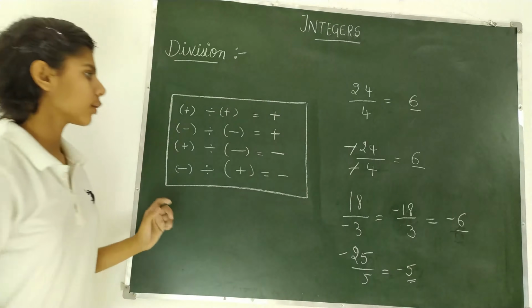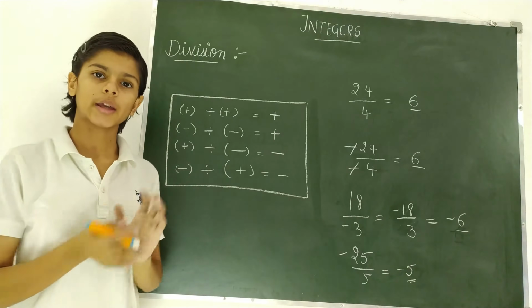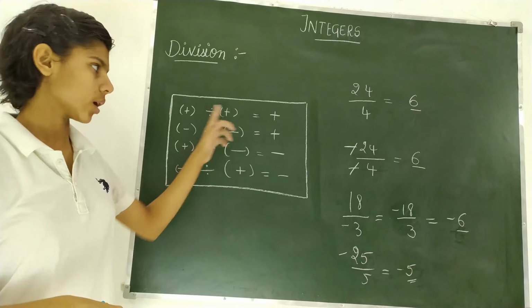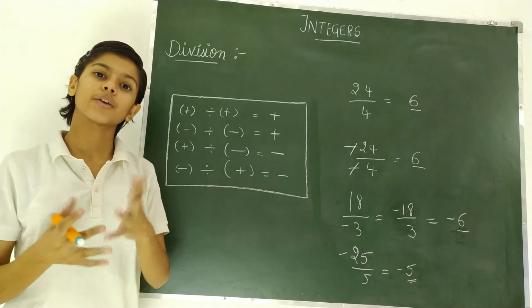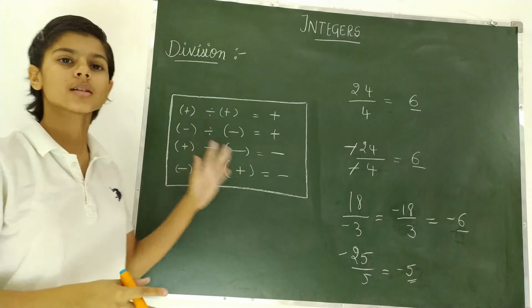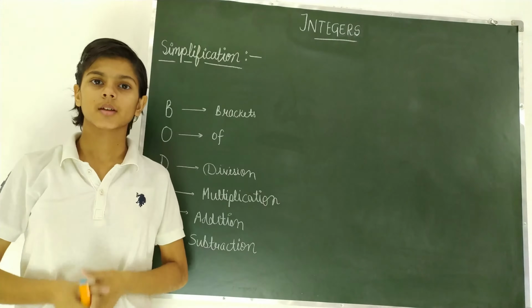So this shows that if we are dividing or multiplying any two integers with the same sign, then the answer comes positive. And if the signs of the integers are different, then the answer is coming negative.